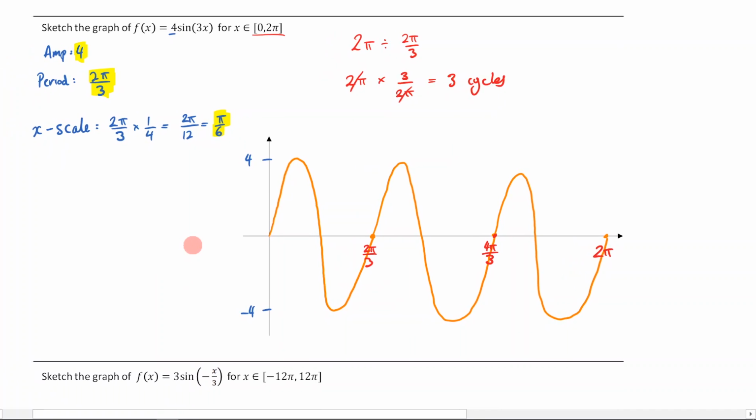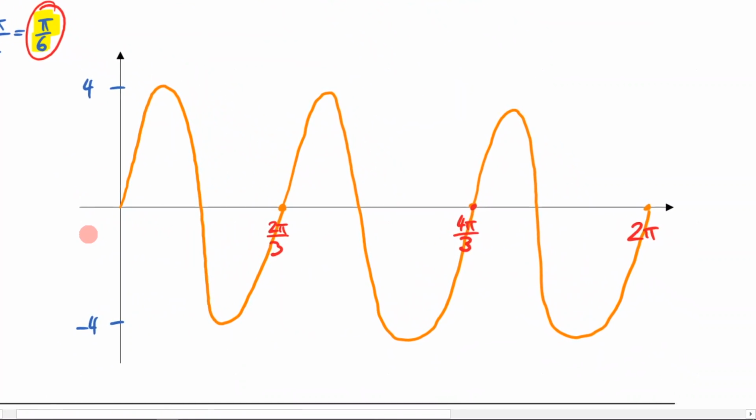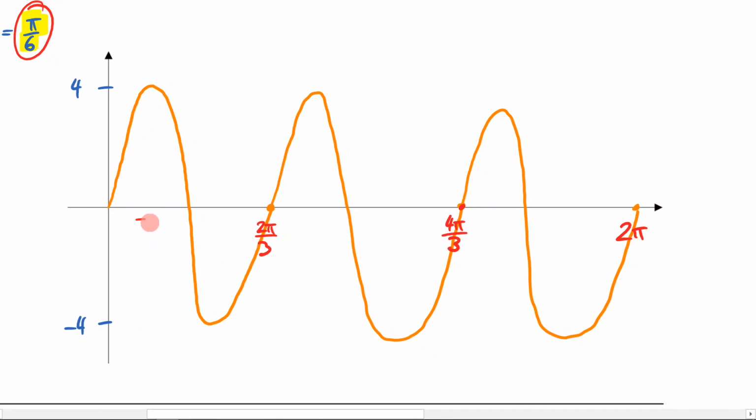All right, now I need to find my x-intercepts. Now this is where things get a little bit tricky, because what we're going to be doing to do this is using our x scale. So what does that mean? We know our x scale is pi on 6. So we know here, this is going to be pi on 6. This is going to be 2 pi on 6. This is going to be 3 pi on 6. This is going to be 4 pi on 6, which is 2 pi on 3 once you simplify. So 5 pi on 6.